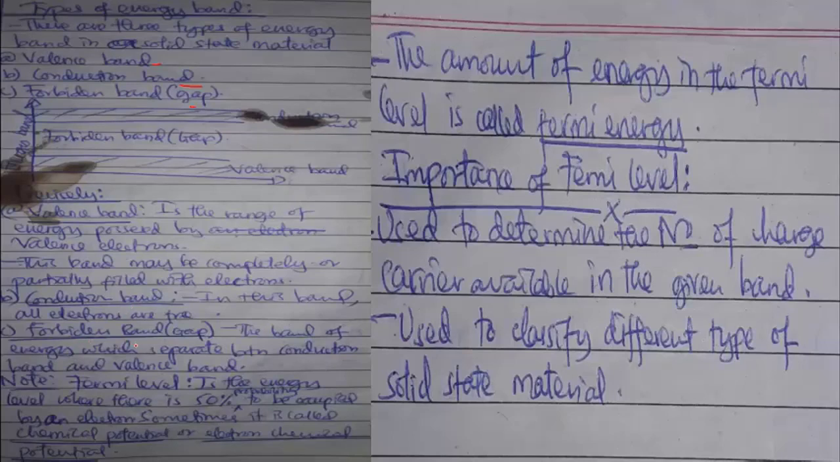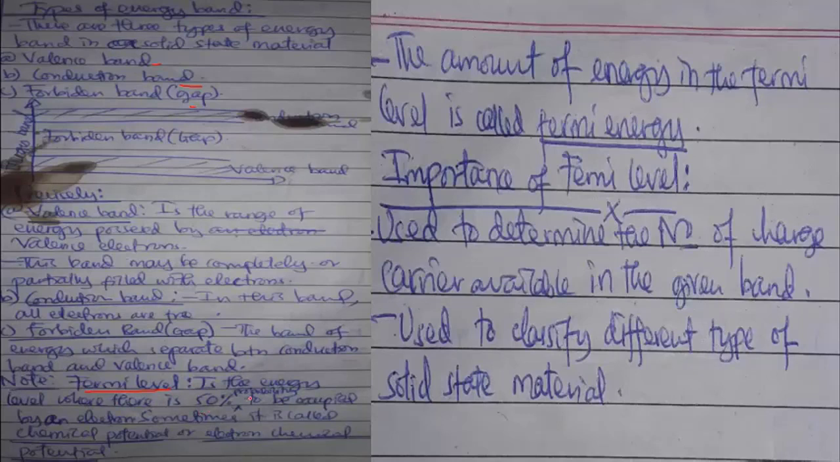And again, we have forbidden gap, a gap or ranges of energy which valence electrons have to cross for them to be excited to reach the conduction band so that they can conduct electricity. So it's the band of energy which separates the conduction band and the valence band. Note, we have another terminology called the Fermi level. Fermi level, actually this is the energy level. Among those energy levels, there is a certain energy level where the probability of finding an electron is half.